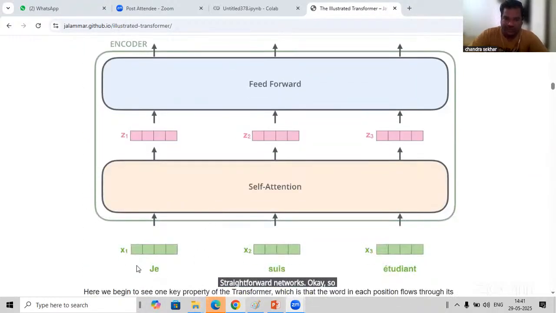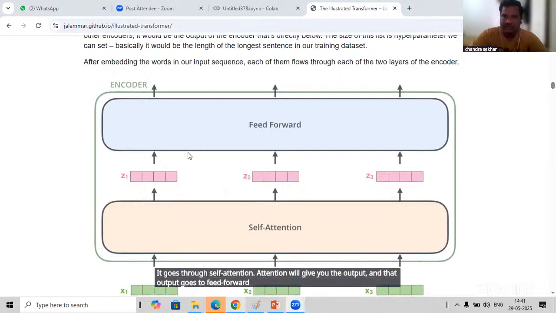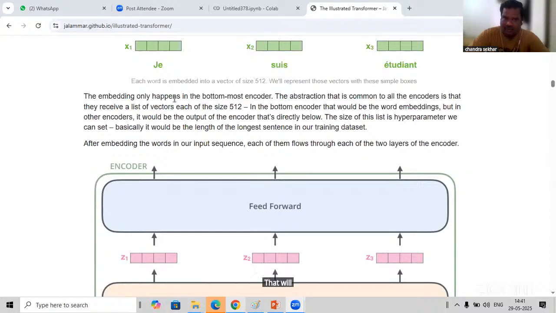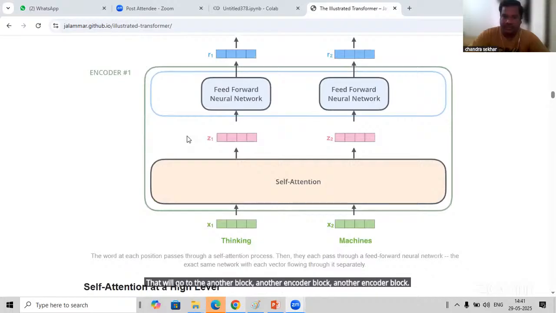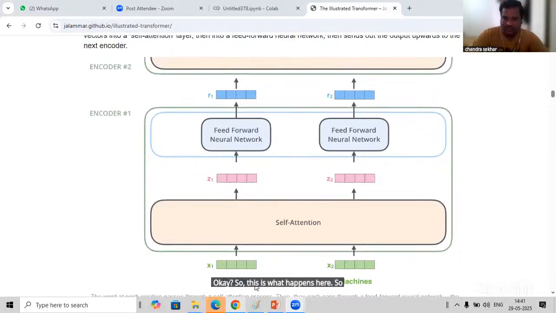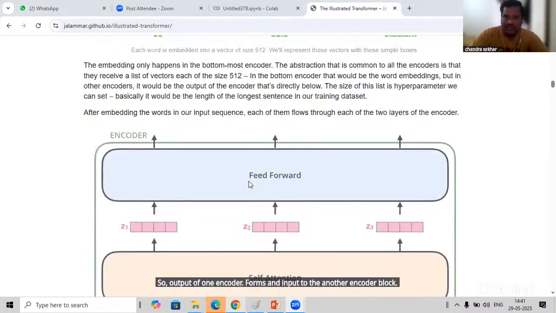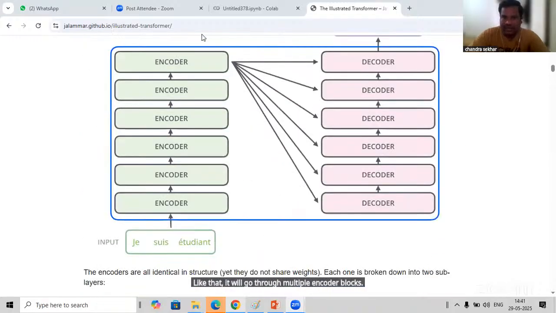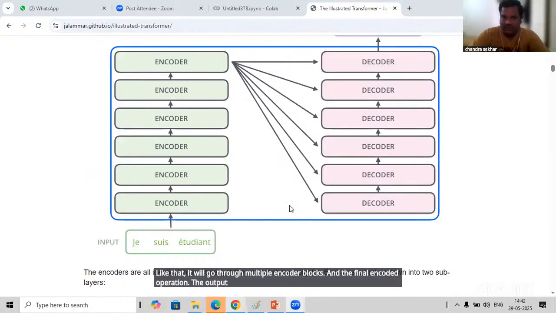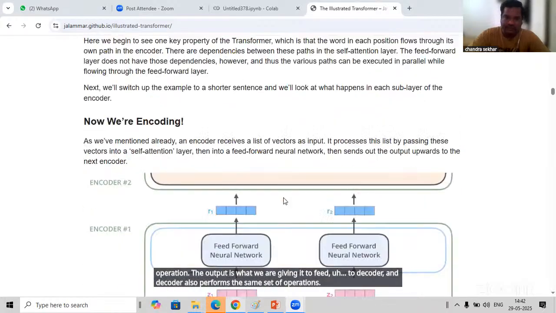Okay, so now you see, if you give any input, it goes through self-attention. Attention will give you the output, and that output goes to the feed-forward network, and that is the output from the encoder. That will go to another encoder block, and another encoder block. So each word which we are embedding, that embedding goes to self-attention. Self-attention gives an output, and we give it to the feed-forward network, and it gives the output. So the output of one encoder forms an input to the next encoder block. Like that, it goes through multiple encoder blocks, and the final encoded output is what we feed to the decoder, and the decoder also performs the same set of operations. Okay.